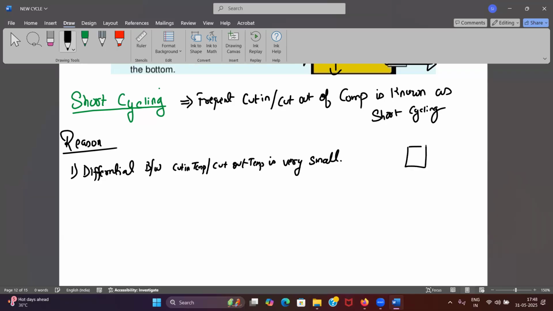Thermostat, you have kept -16 as cut-in and -17 as cut-off. So it will start and stop the compressor immediately. The differential is very small. If the solenoid valve leaks, there is a doubt here.